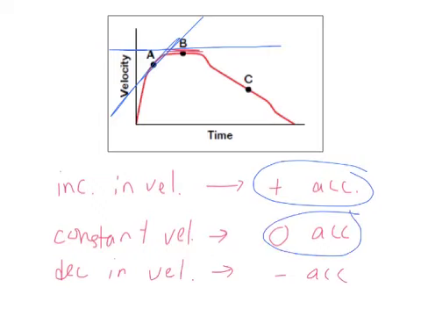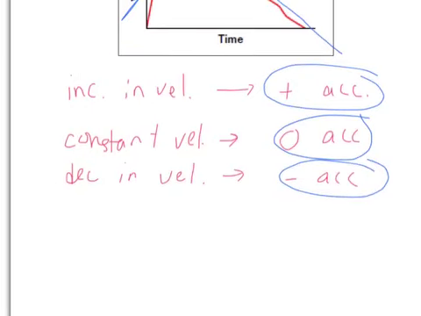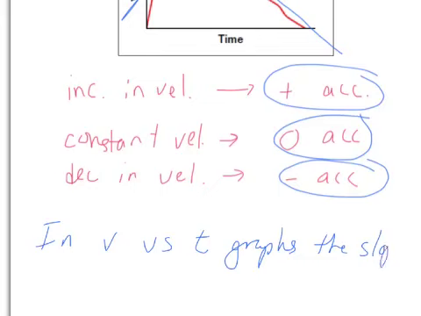And at point C, the slope of the line, if I were to draw it, is negative, and so is the acceleration. So what we can say, to generalize here, is something very similar to the other graphs. In velocity versus time graphs, the slope of the line or the curve is the acceleration.